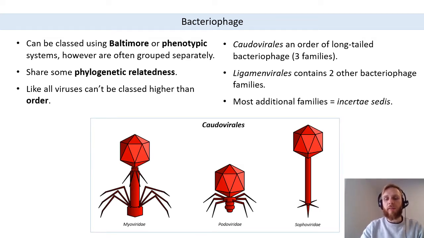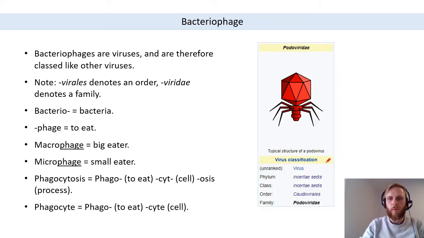Okay, and these are some example families. So again, Viridae is the family suffix. So if you see the suffix Viridae, we're talking about a family. And these are families existing in the order Caudovirales. So again, virales is the order suffix. Okay, and again, we can look at the terminology here and break it down and make sure that's really clear. So virales, the order, Viridae is the family.